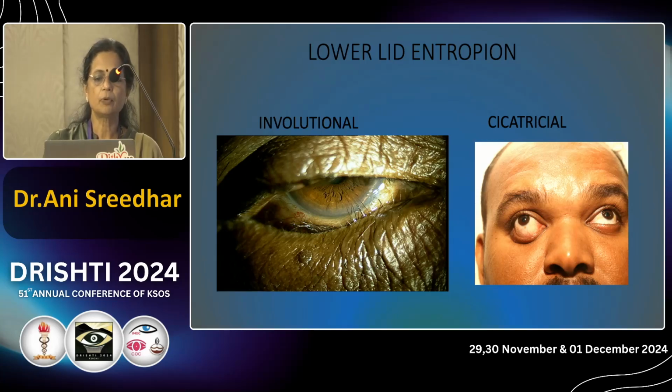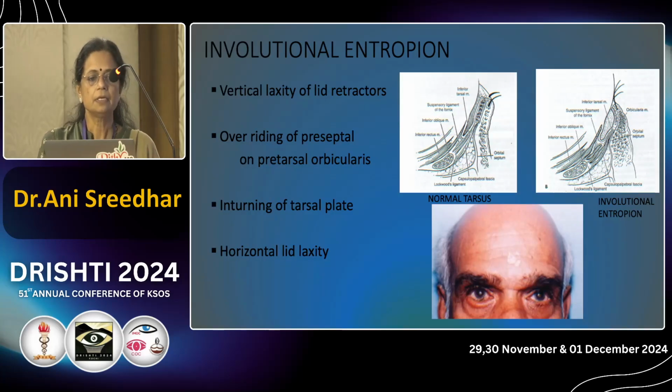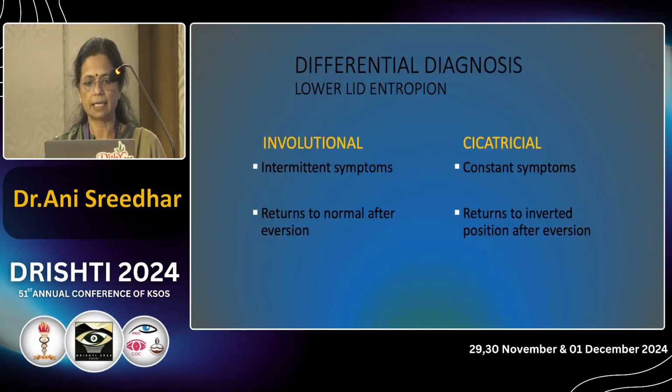Coming to lower lid entropion, it can be either cicatricial or involutional. So always differentiate between the two before you start surgery. The pathophysiology of involutional entropion is always asked as a short note. Here there is vertical laxity of the lower lid retractors, overriding of the preseptal orbicularis over the pretarsal orbicularis. That is why you see a band underneath the lid, as you see in the right eye of this patient. And there is inturning of the tarsal plate, and it may or may not be associated with horizontal lid laxity.